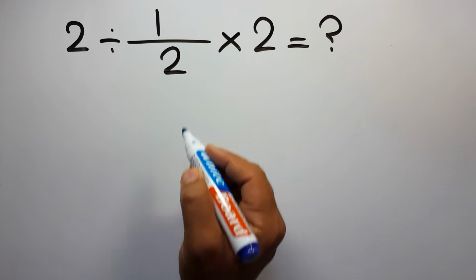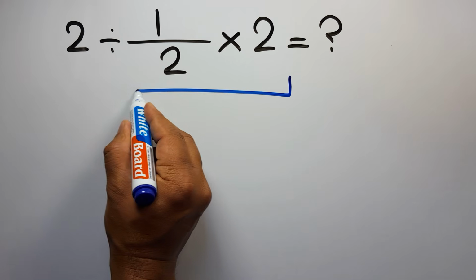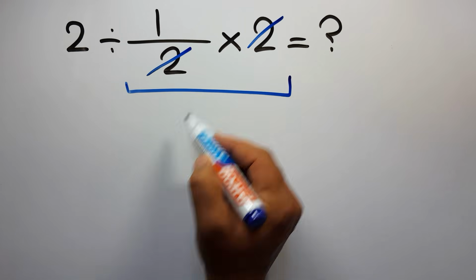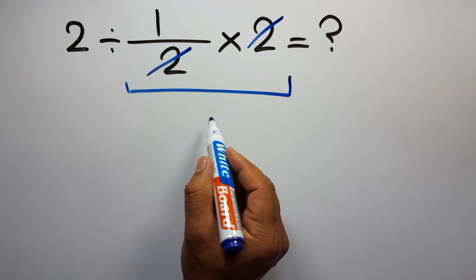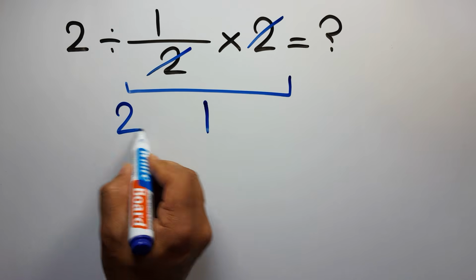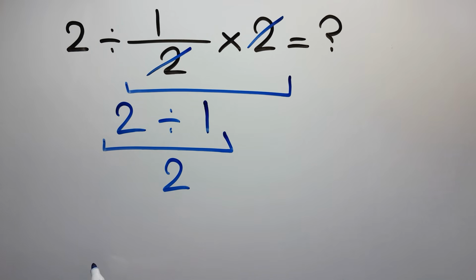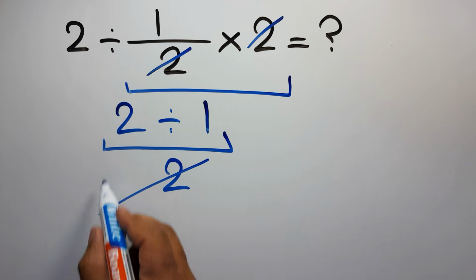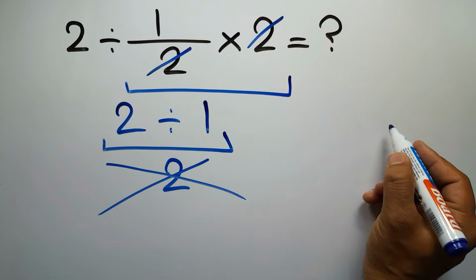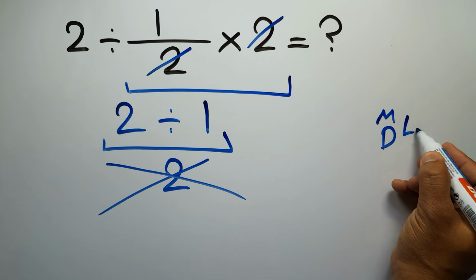First we do this multiplication, 1 over 2 times 2. We can easily cancel this 2 and this 2, so here we have just 1. And 2 divided by 1 equals 2. But this answer is not correct, because according to the order of operations, multiplication and division have equal priority and we have to work from left to right.